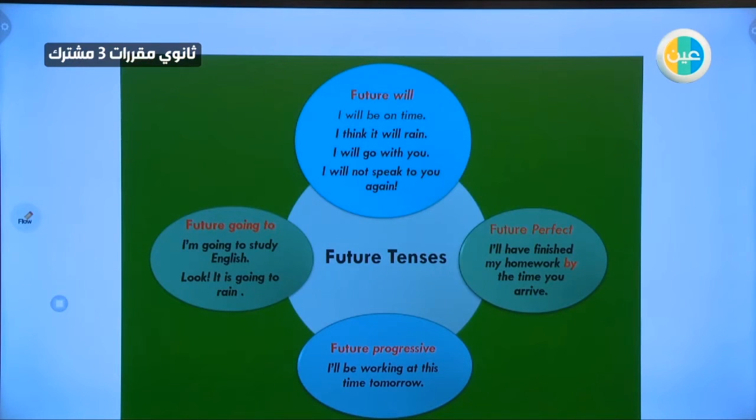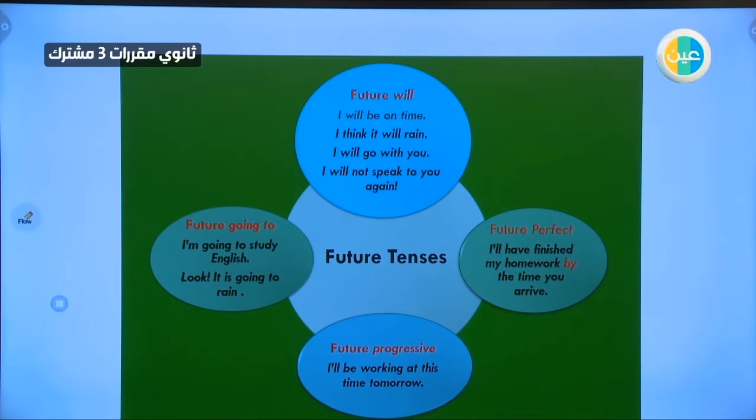Then let's summarize. What did we say? Future tenses. We said future tenses: future will, future going to, future perfect, future progressive. For future will, I have different uses. Future with will. Let's look together. I will be on time. This is what? A promise. So for promises, we use future will. I will plus base form. I will be on time.